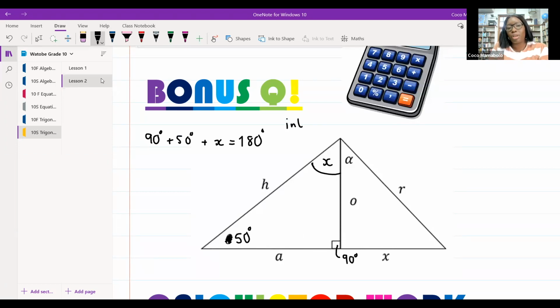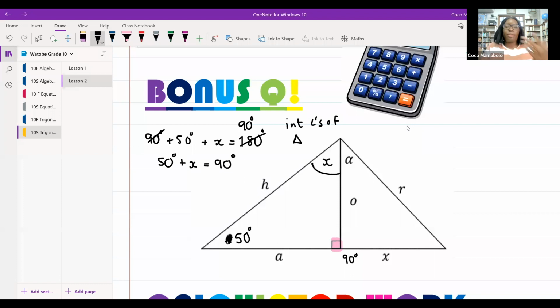This is the interior angles of a triangle. You're 100% correct. But now, because we are working with a right-angled triangle, we know that this angle over here at the corner is always going to be 90 degrees. So what I can start by doing is I can minus 90 from both sides. I'm going to minus 90 here and minus 90 here, and this is going to give me 90 degrees on the side. So I'm going to have this equation written as 50 degrees plus X is equal to 90 degrees.